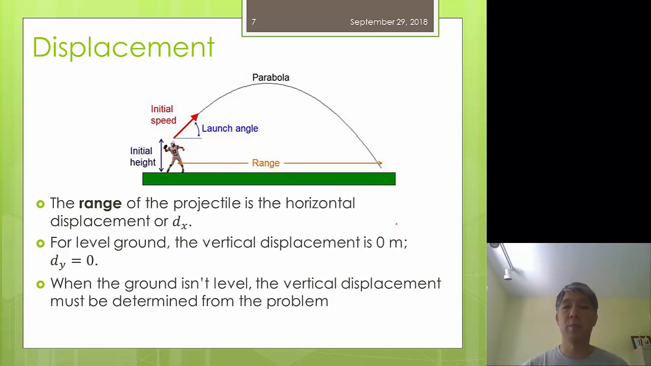Okay, my vertical displacement will be 0 meters. If the ground isn't level, pay attention to that positive minus. Okay, if I define positive as upwards and it lands lower, my displacement is negative. Okay, final minus initial.